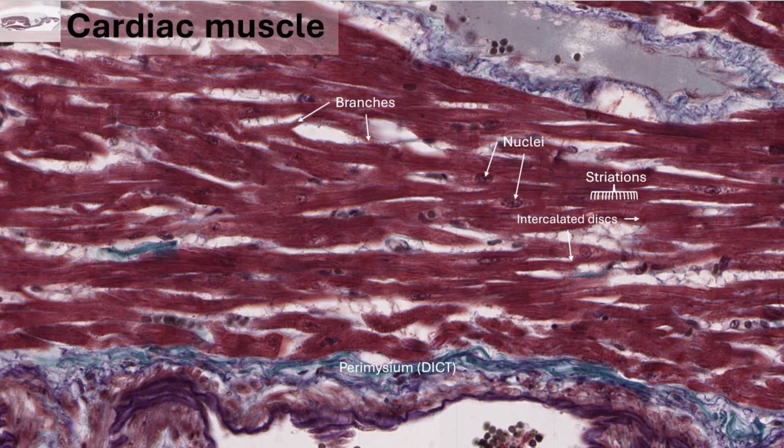Finally, we can see a layer of perimysium near the lower border of the image, composed of DICT.